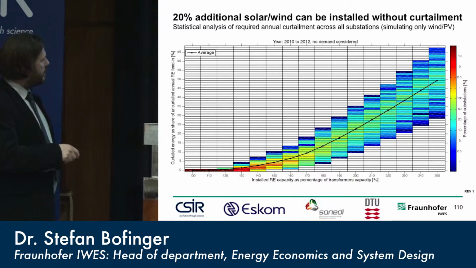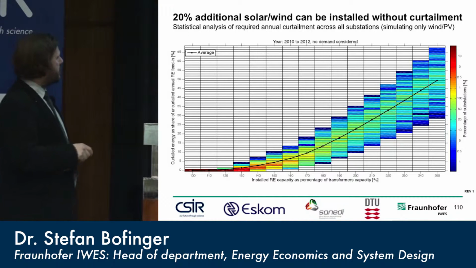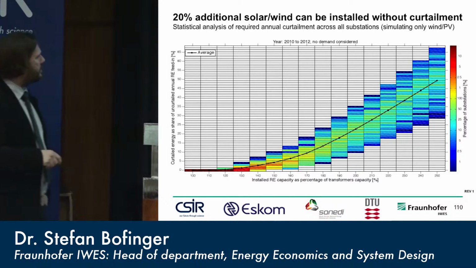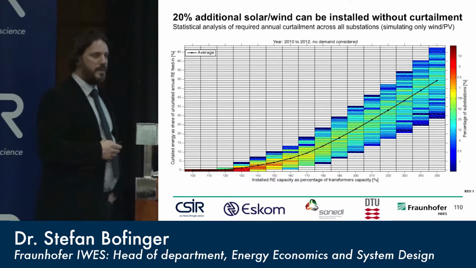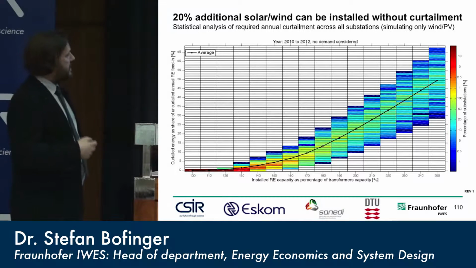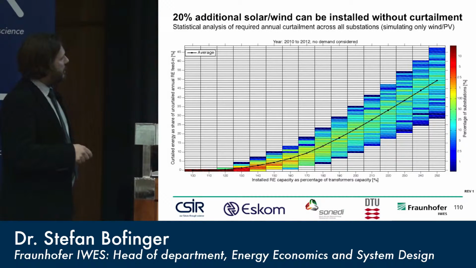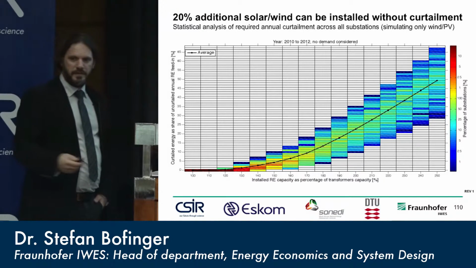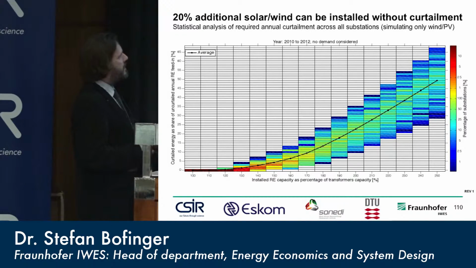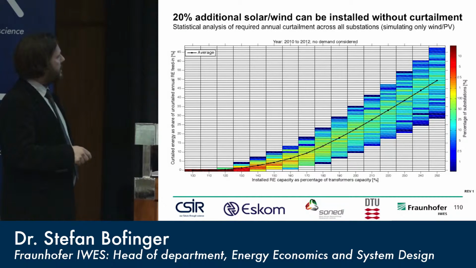So here we see the first occurrence where some energy, about 0.5%, has to be curtailed. It occurs at 120% of the nominal transformer substation capacity. But there are also some substations where the first curtailment occurs at 150% of the transformer capacity, depending on the local conditions. The black line is the average value.